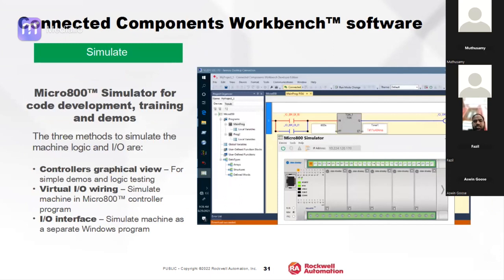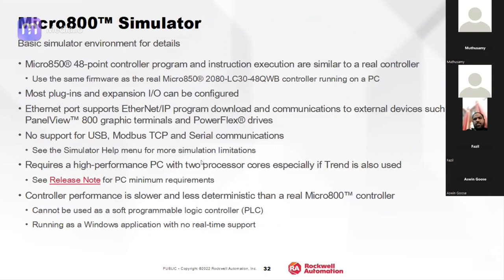So you can easily develop your logics with the help of the simulator. It supports a virtual graphic view of your physical input. Here, if a physical input is present, it will show the presence of the input. Like that, you can simulate your program. In the simulator environment, the base controller is a 48-point controller. It is defined, and you can select it. I will show you a demo after this session.